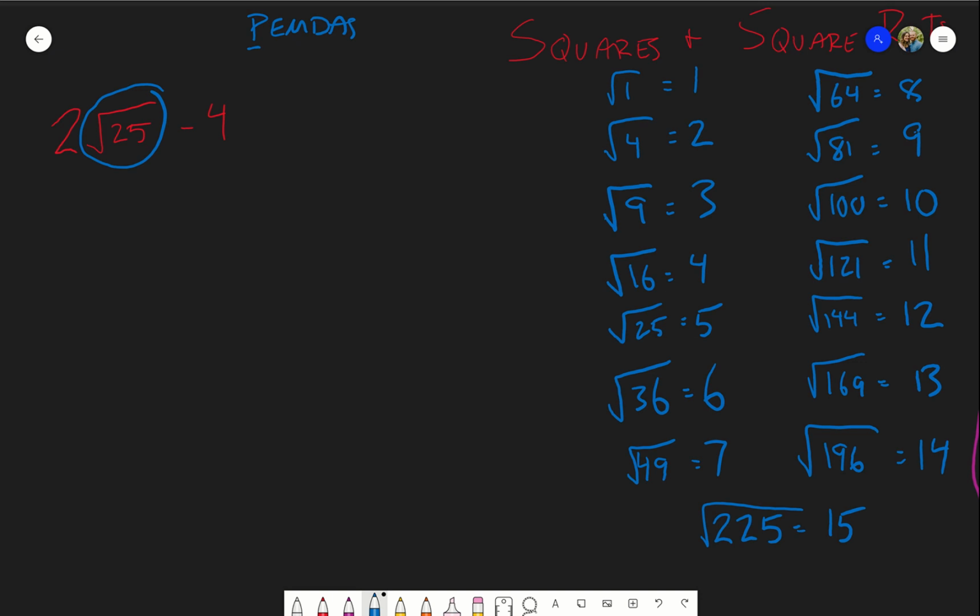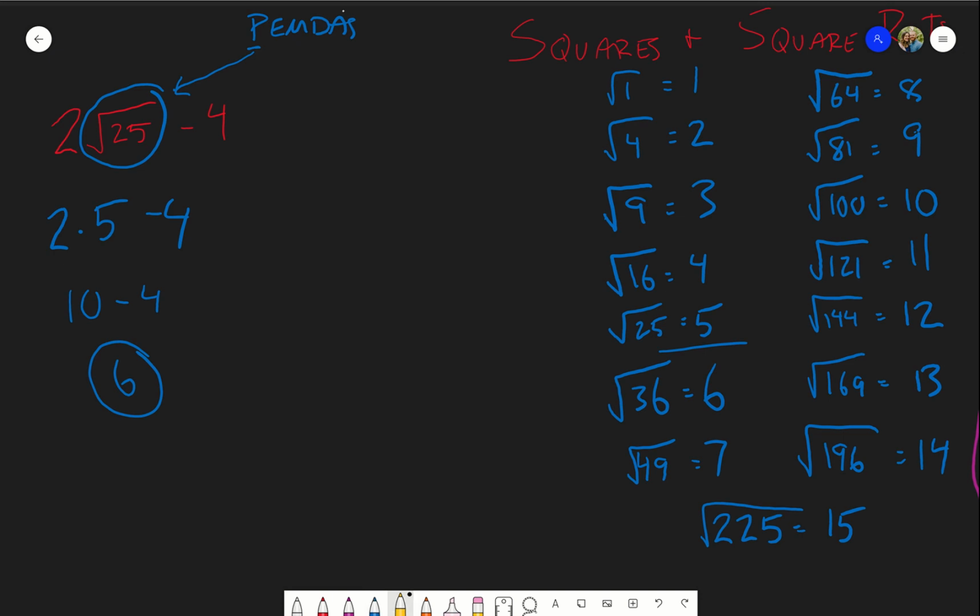So in this instance, we would write this and we would say, all right, well, let's solve that square root. So we have 2 times, what's the square root of 25? It's 5 minus 4. 2 times 5 is 10 minus 4 is 6. There would be our answer. Okay, so PEMDAS, the P in parentheses, is also for square roots. Solve out all your square roots before you do anything.